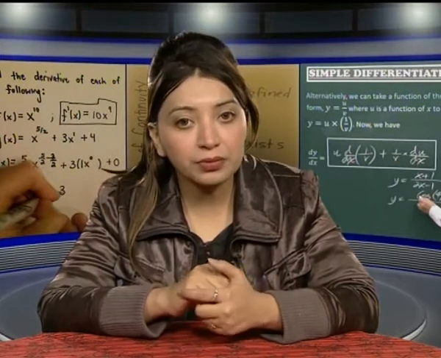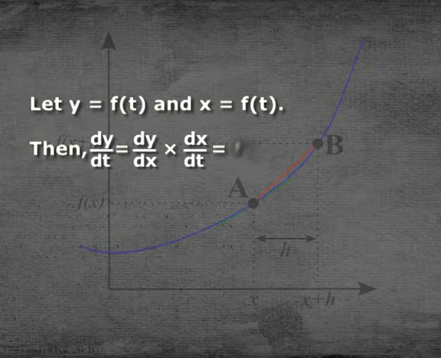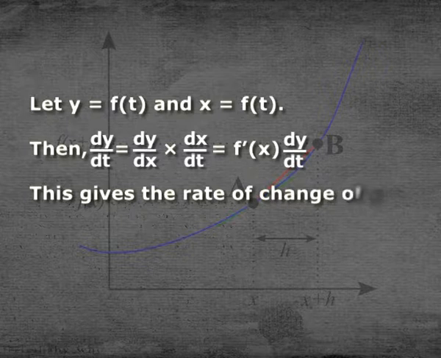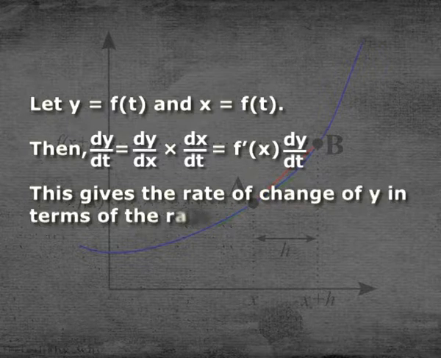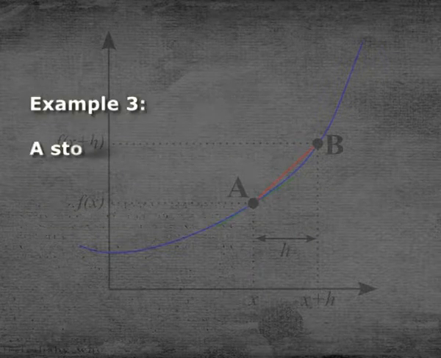For example, let y equal a function of t and x equal a function of t. Then dy upon dt is equal to dy by dx into dx by dt, that is equal to f dash x into dx by dt. This gives the rate of change of y in terms of the rate of change of x. Let's see example number 3 here.